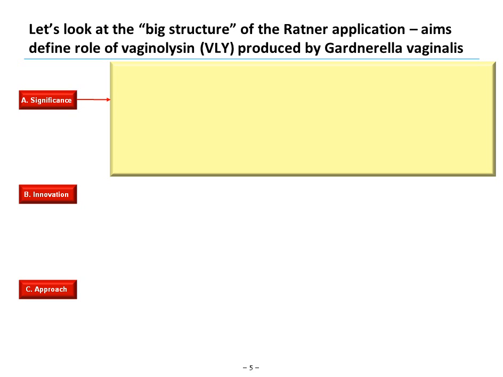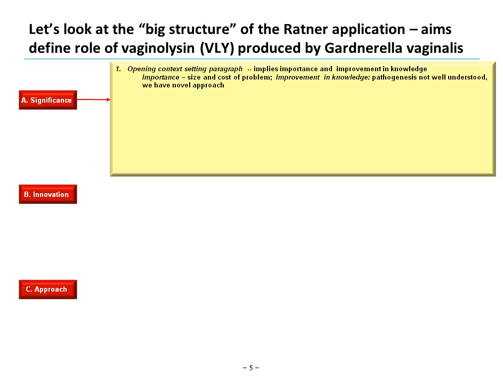Now, Ratner takes a much different approach than Parrish in the discussion of significance. First, there's an opening context-setting paragraph. It implies the importance and improvement in knowledge. The importance is the size and the cost of bacterial vaginosis, and there are specific numbers associated with that size and cost in that section. And then the improvement in knowledge is that the pathogenesis of bacterial vaginosis is simply not well understood. But our team has a novel approach to understanding that.